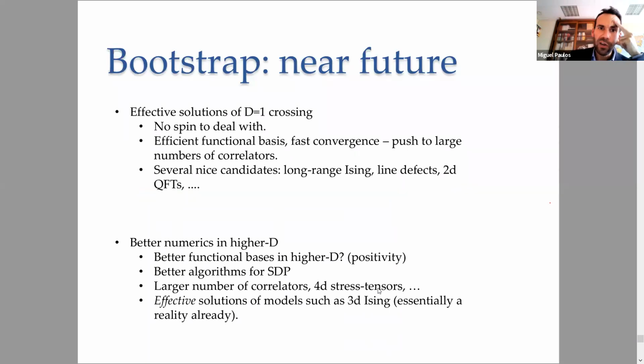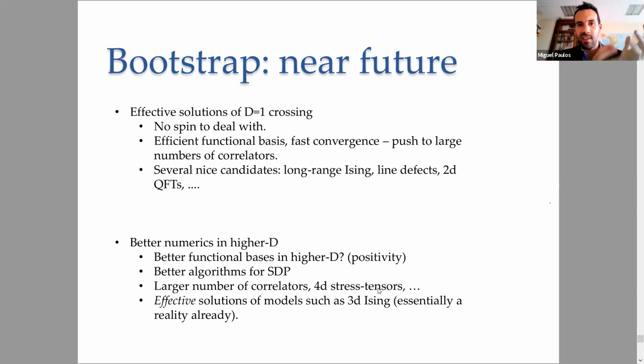Okay, so what's in the near future for the bootstrap, at least from my perspective? I think we are very close to getting effective solutions of the d=1 crossing problem. This is because there's basically no spin to deal with, so all these kinematic complications are absent. We know that there are efficient functional bases that make the numerics converge very fast, and this basically means that we can push to have large numbers of correlators. We can bootstrap, I don't know, maybe a set of dozens of correlators at the same time.